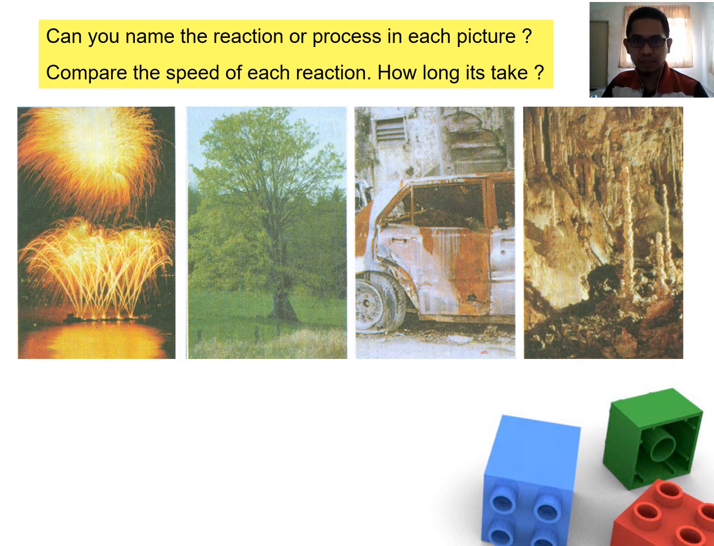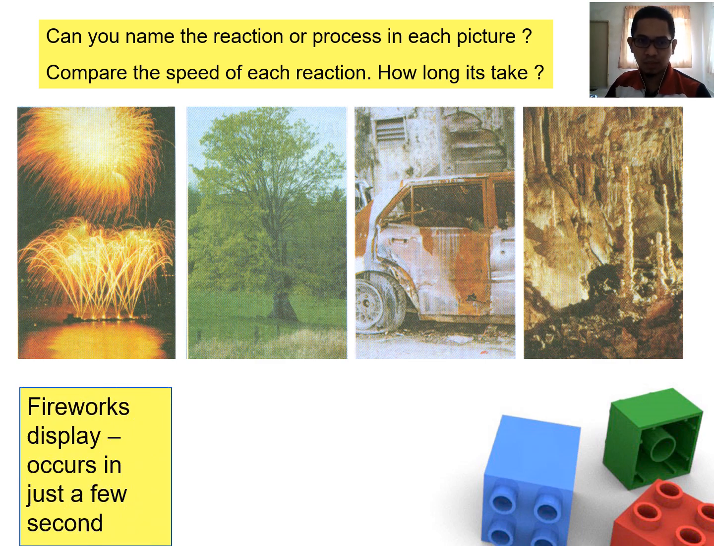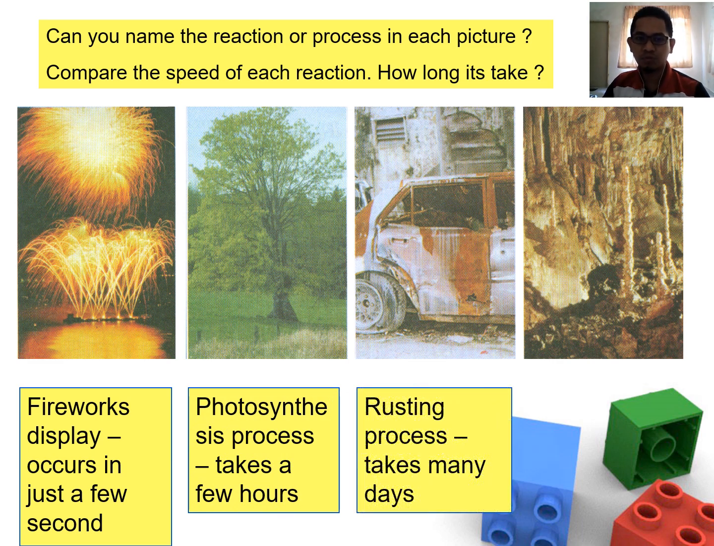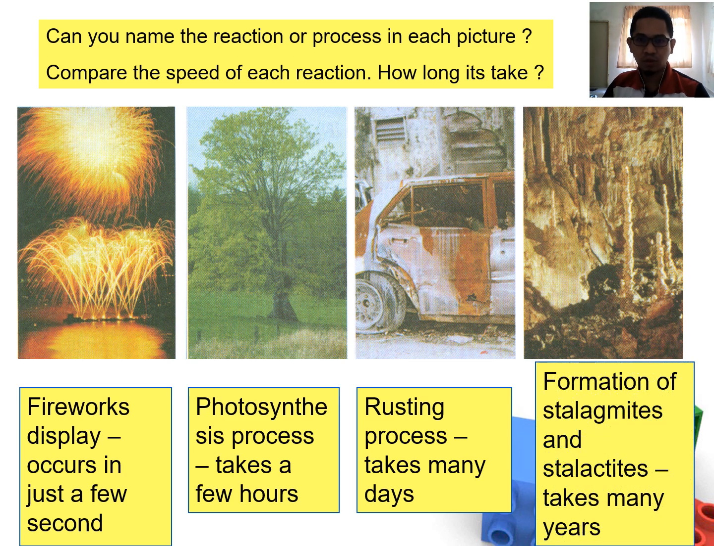Can you name the reaction or process in each picture? Compare the speed of each reaction, how long it takes. Firework display occurs in just a few seconds. Photosynthesis takes a few hours. Rusting takes many days. Formation of stalagmite and stalactite takes many years.